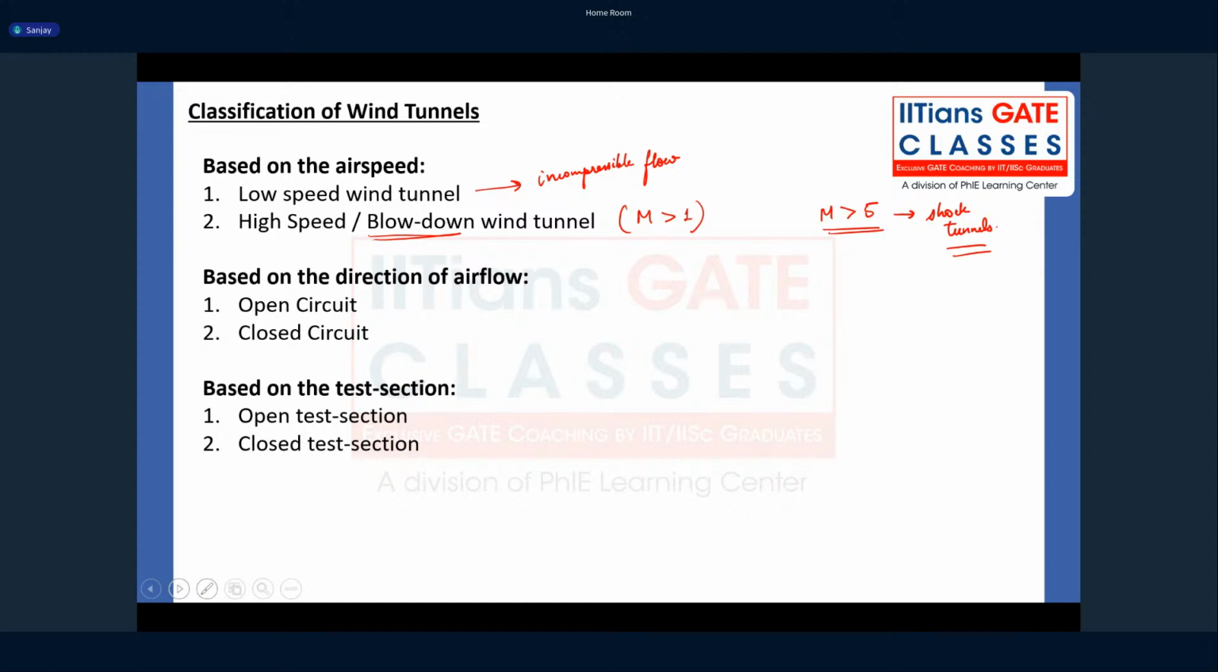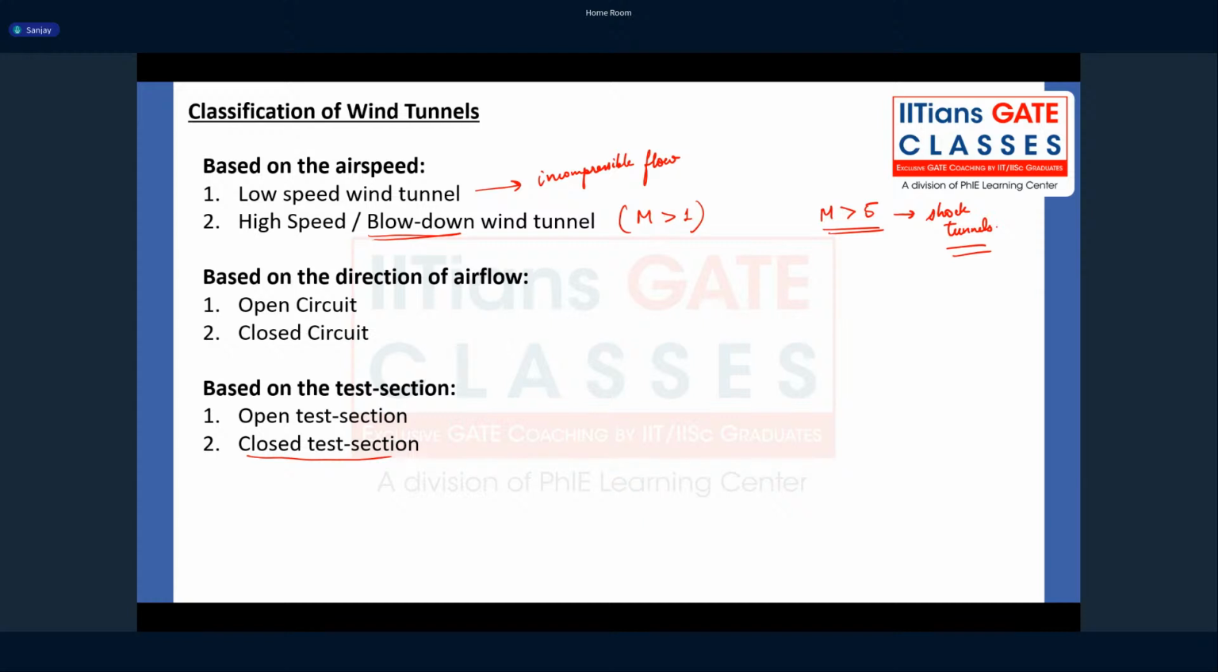Now, generally, most of the wind tunnels that you see have a closed test section, right? Closed test section means you have physical walls in the test section, and the model is kept inside, and then you simulate the flow. You turn on the flow. So the model is not affected by the atmospheric conditions. It is experiencing the actual flow conditions.